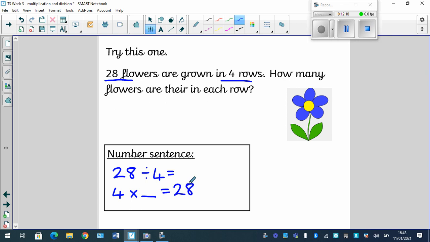So what I'm actually going to do, I'm going to count in 4s for you. 1 times 4 is 4, 2 4s are 8, 3 4s are 12, 4 4s are 16, 5 4s are 20, 6 4s are 24, 7 4s are 28. So 28 divided by 4 must equal 7. Did you get 7? Brilliant if you did, great job. You might have chosen to do a little number line and jump back in steps of 4 from 28. You might have decided to use sharing circles, and those are absolutely fine methods to solve this question.